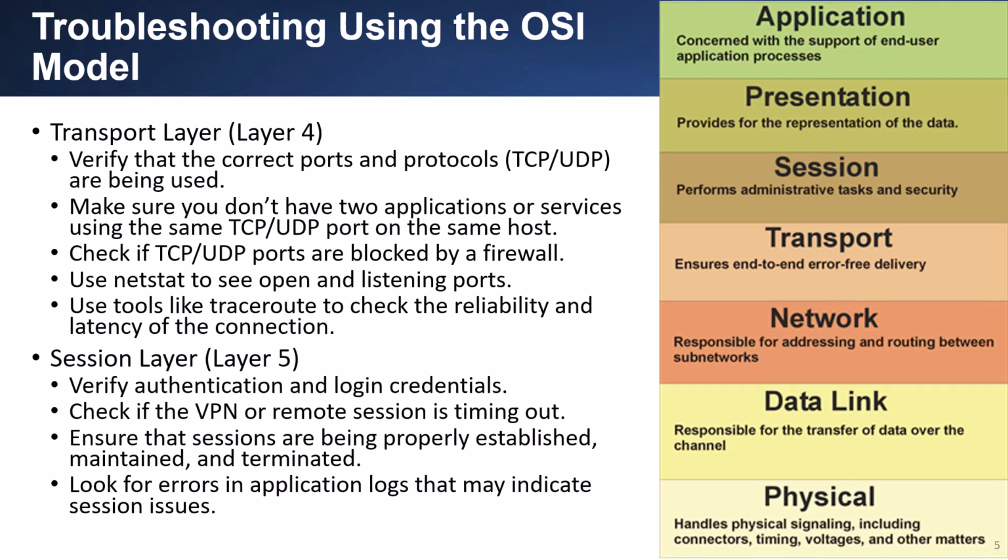For the transport layer, Layer 4, verify that the correct ports and protocols are being used. Make sure you don't have 2 applications or services using the same TCP or UDP port on the same host. Check if TCP or UDP ports are blocked by a firewall. Use netstat to see open and listening ports. Use tools like traceroute to check the reliability and latency of the connection.